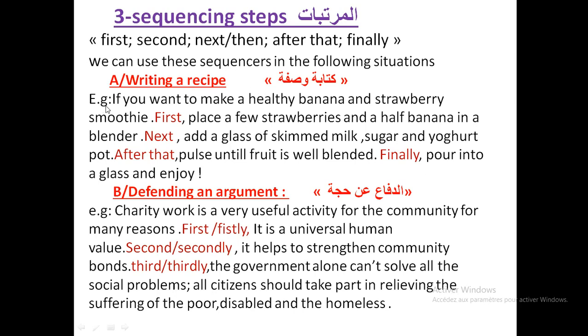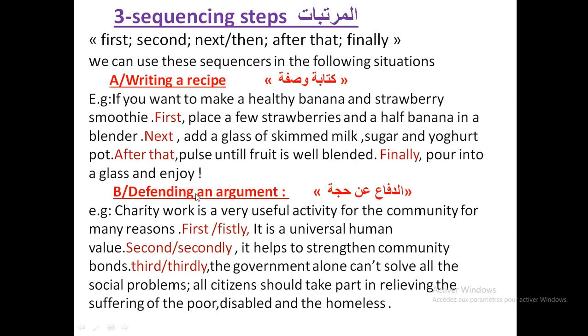Example, if you want to make a healthy banana and strawberry smoothie, first place a few strawberries and a half banana in a blender. Next, add a glass of skimmed milk, sugar and yogurt. After that, pulse until the fruit is well blended. Finally, pour into a glass and enjoy.